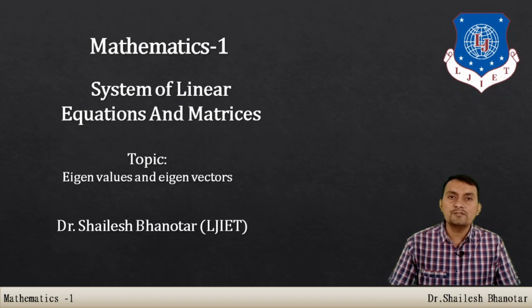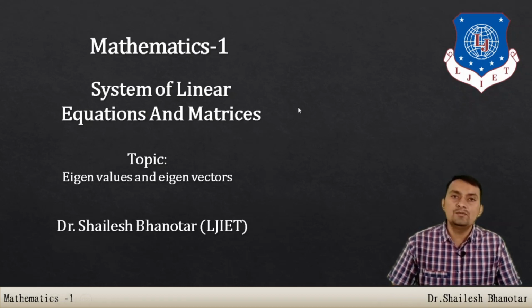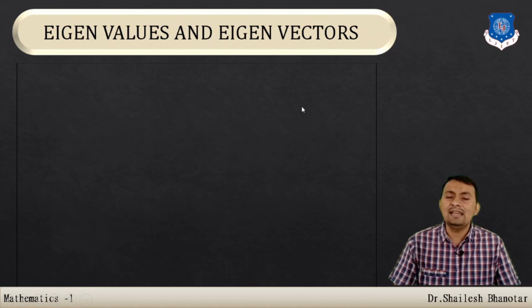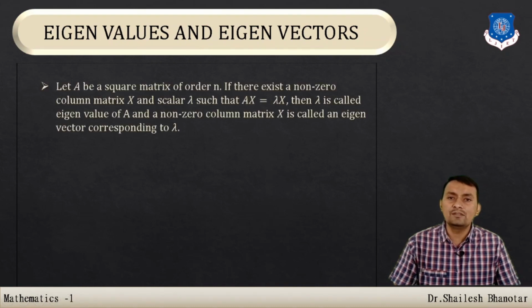Welcome back. In this video we are going to discuss eigenvalues and eigenvectors. First, we need a square matrix, and only then can we find the eigenvalues and eigenvectors of the matrix A. So it is necessary that the matrix A be a square matrix. Let us first see the definition of eigenvalues and eigenvectors.